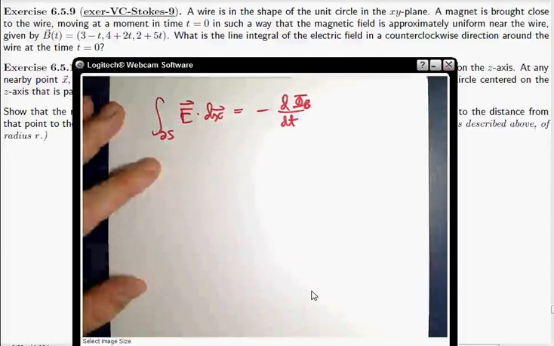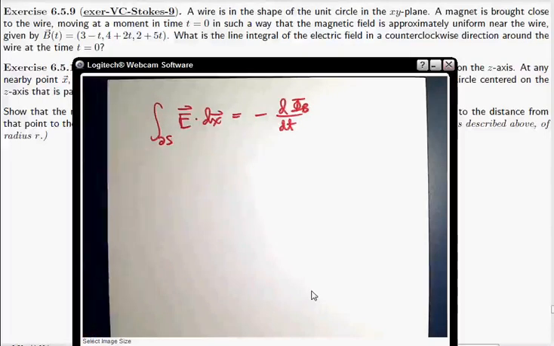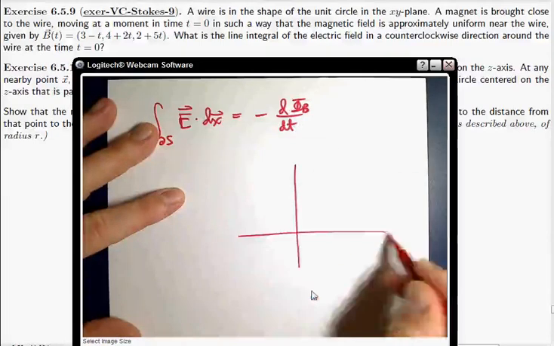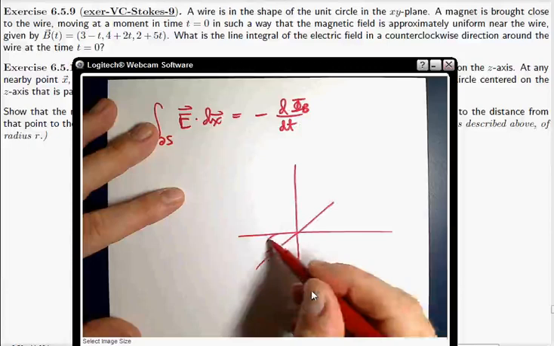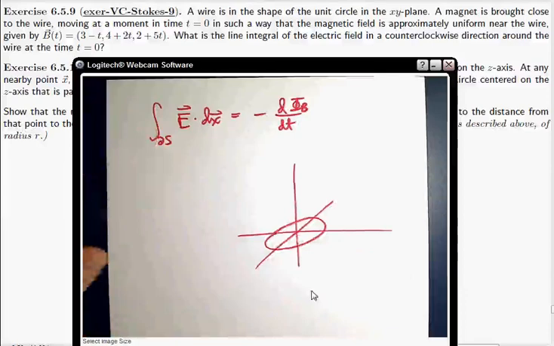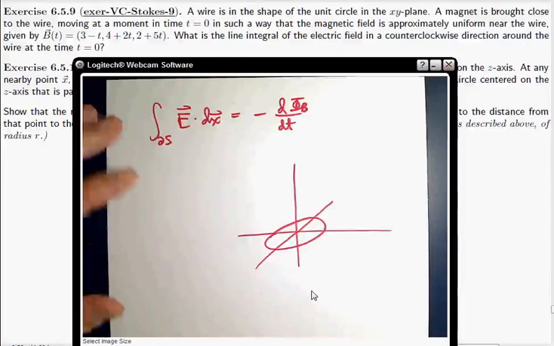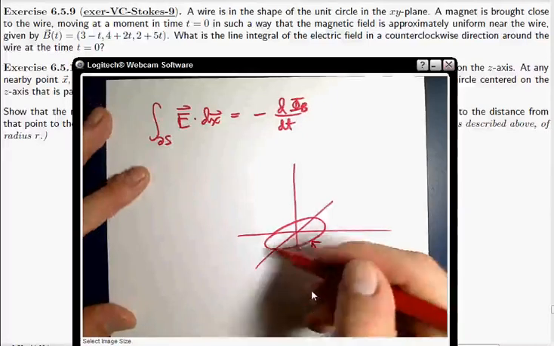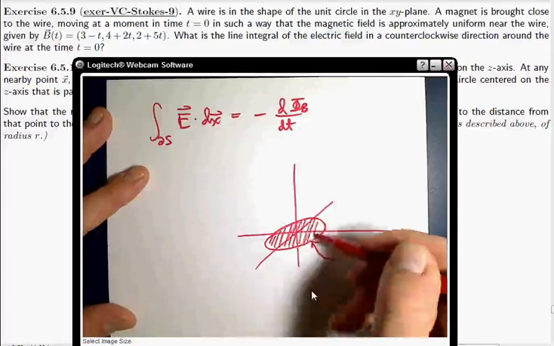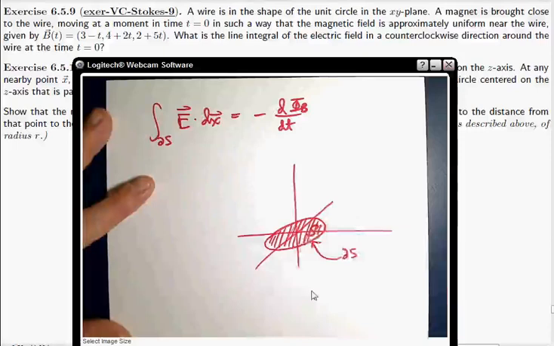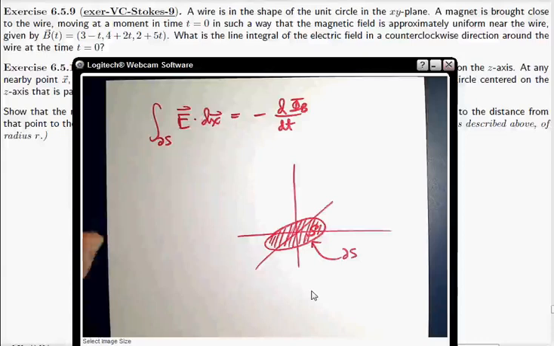All right, so let's look at our situation. We have a wire. The wire is in the shape of a unit circle in the XY plane. So it's kind of like that. There's our wire. And that wire, of course, is indeed the boundary of this surface S that I'm going to make just the unit disk in the XY plane because that's convenient. Everybody good? Okay.